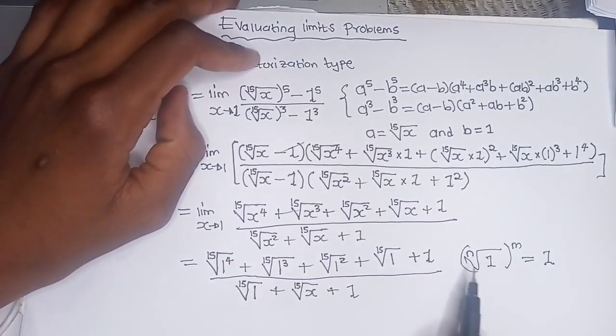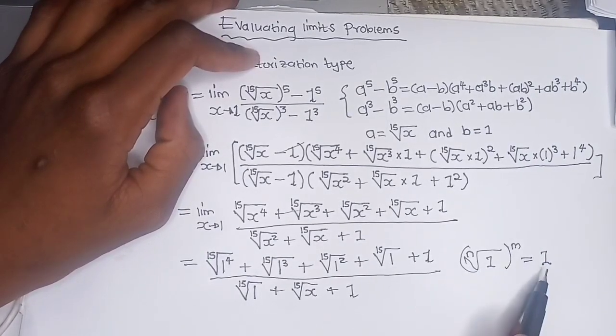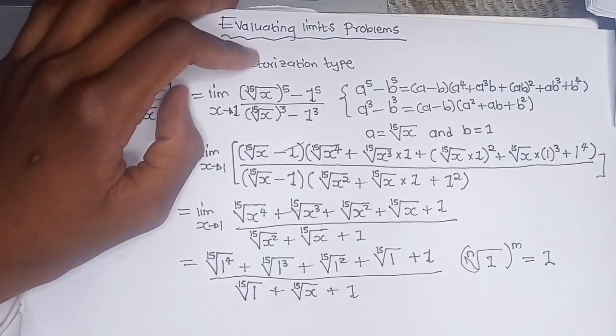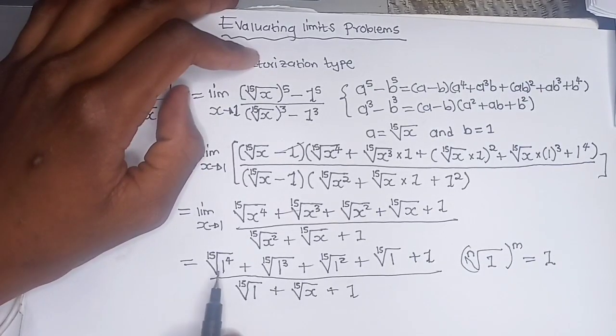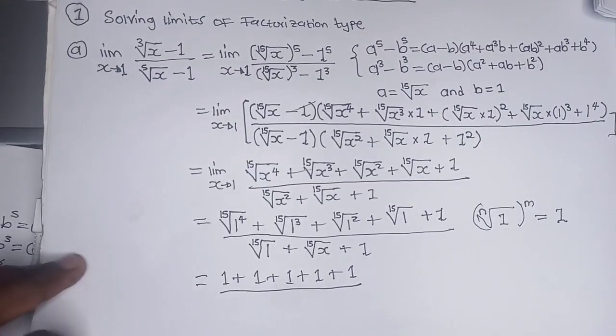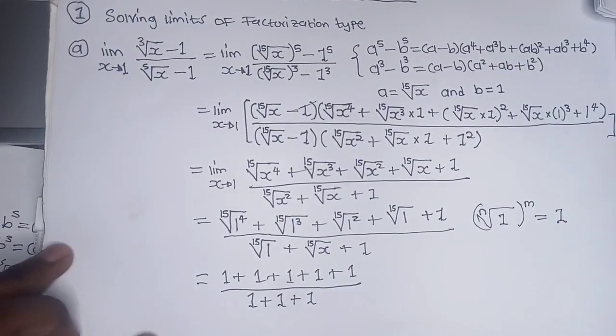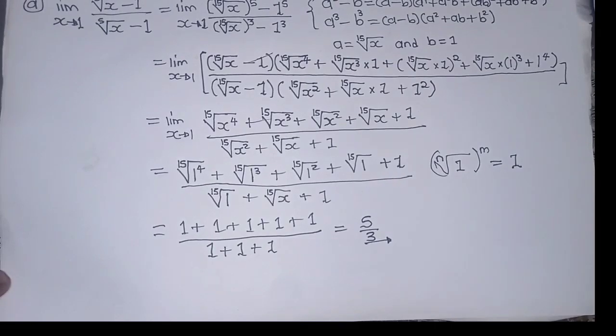Since the nth root of 1 to the power m will always be 1, because 1 raised to any power is still 1. So meaning in the numerator, I'm going to have 1 adding to itself 5 times, and in the denominator 1 adding to itself 3 times, and the solution to the limit is 5/3. Let's verify this.